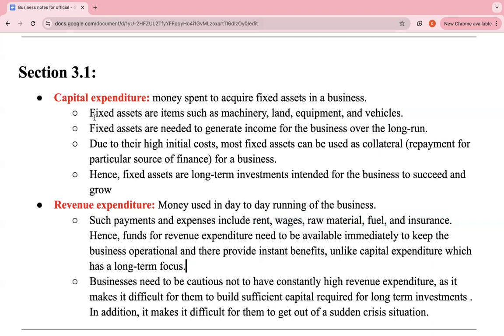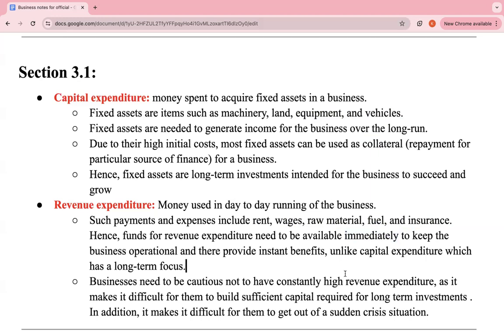Capital expenditures are much larger sums, whereas revenue expenditures are smaller sums. But for revenue expenditure, the business needs to have a good cash flow, which we'll be discussing later throughout the section. Hence, funds for revenue expenditure need to be available immediately. This is the key word. The business always needs to have cash in hand to keep the business operational and therefore provide instant benefits, unlike capital expenditure, which has to be long-term focused. So remember, capital expenditure is long-term, revenue expenditure is short-term, which is why we use the word immediately right here.